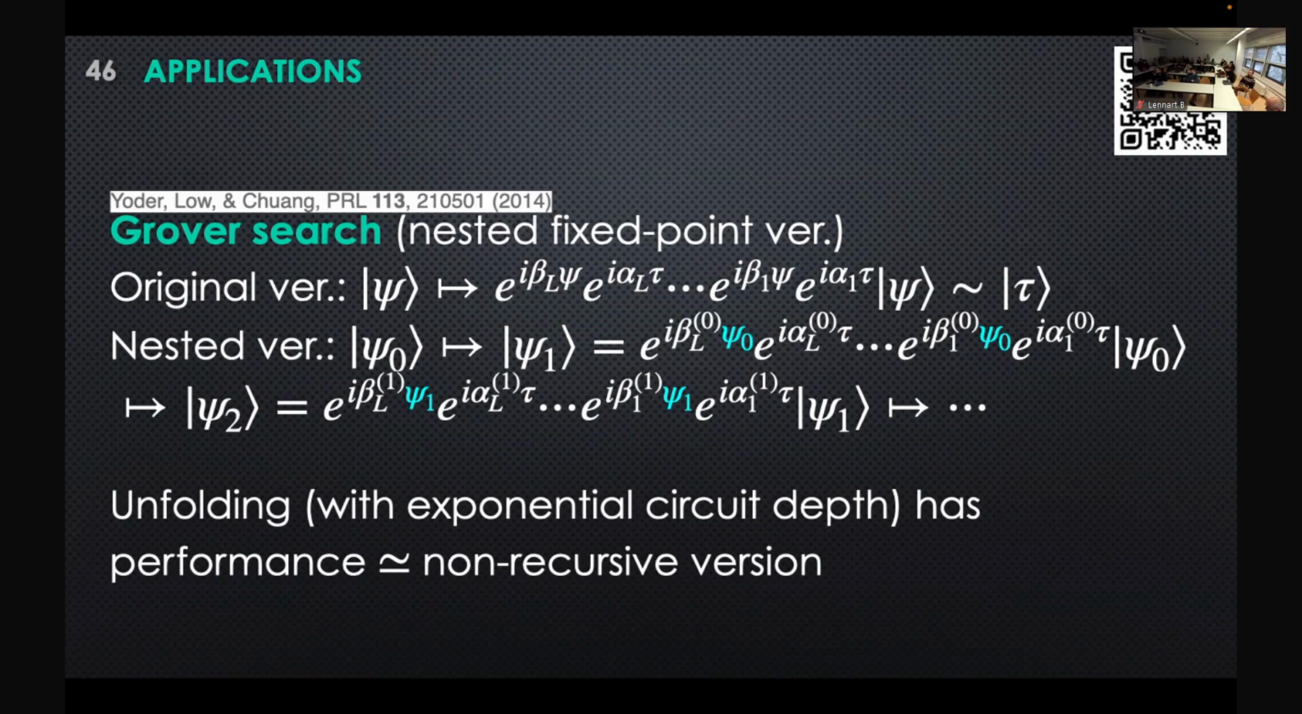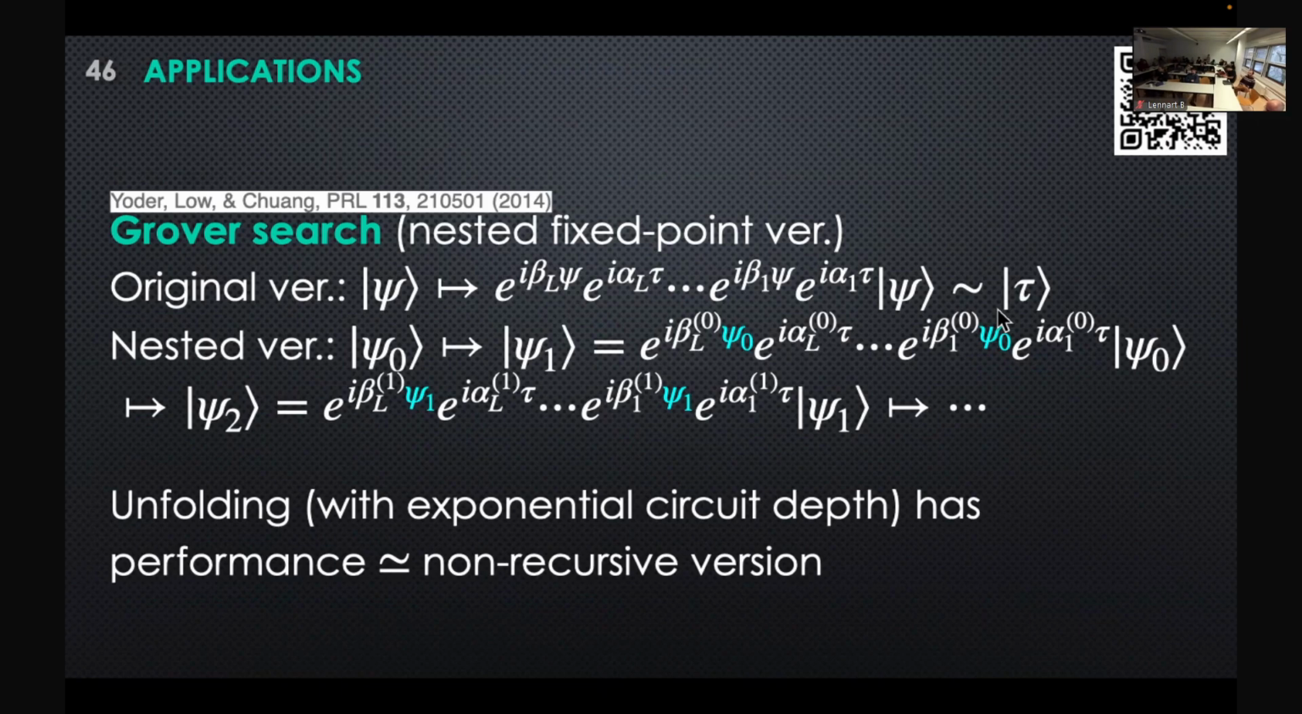So the Grover search basically consists of reflections around your target state, tau, and your initial state, psi, and the iteration of it, right? So you start from psi, you reflect around tau, around psi, around tau, around psi, and at the end, you achieve some state that is closer to the target state, tau.